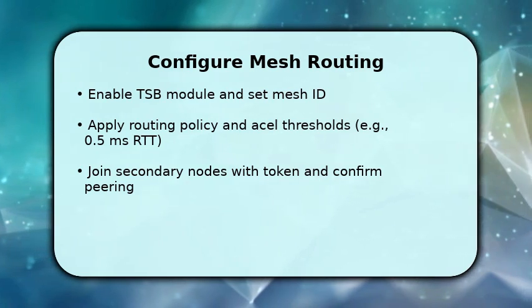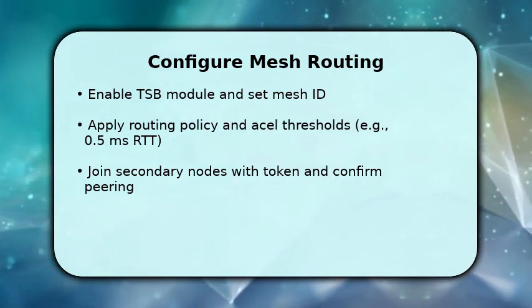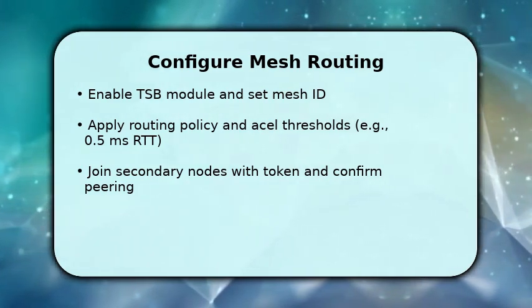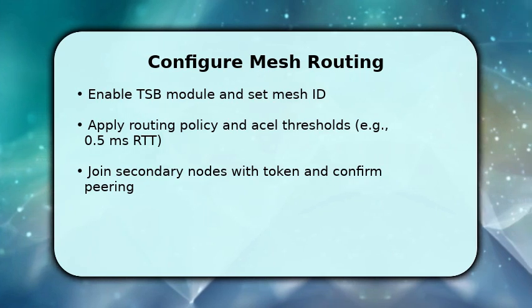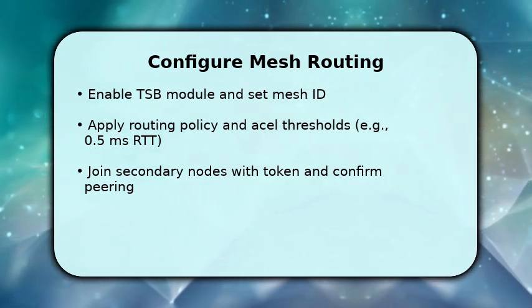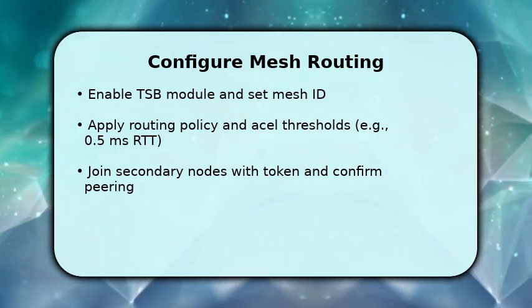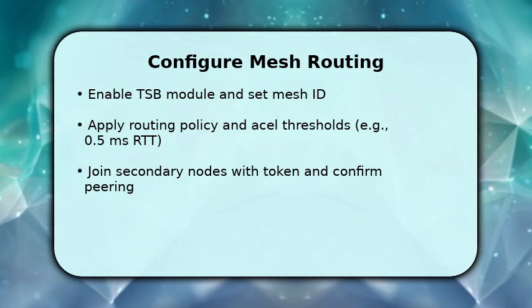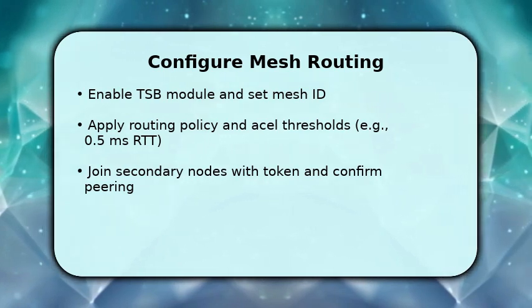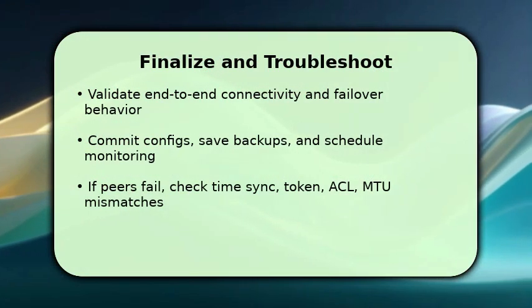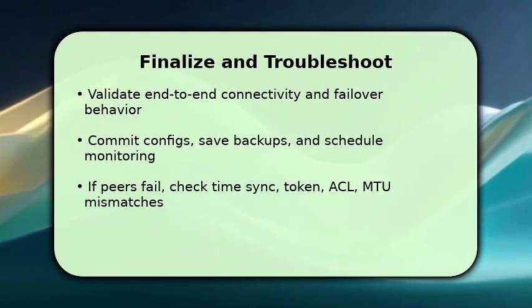Then generate a join token on the primary and use it to add secondary nodes. Watch for peering status to change to established. Make sure to verify route propagation and test traffic flow between two remote nodes so you catch any asymmetric route issues early. You complete the deployment by validating end-to-end connectivity and exercising failover to confirm resilience.